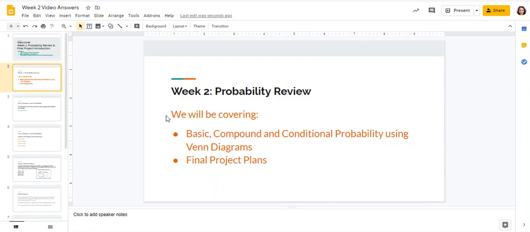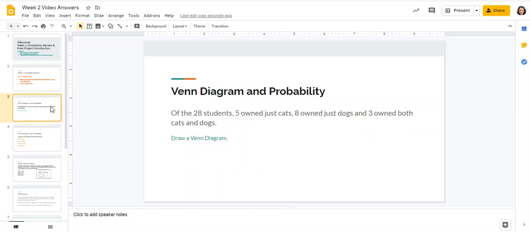All right, we will be talking about basic, compound, and conditional probabilities using Venn diagrams, which is exactly what you're going to do on your final project, and then we'll talk about the final project. All right, so let's look at the Venn diagram. You will need to be able to draw a Venn diagram in Google Slides, so that's exactly what we're going to do now.